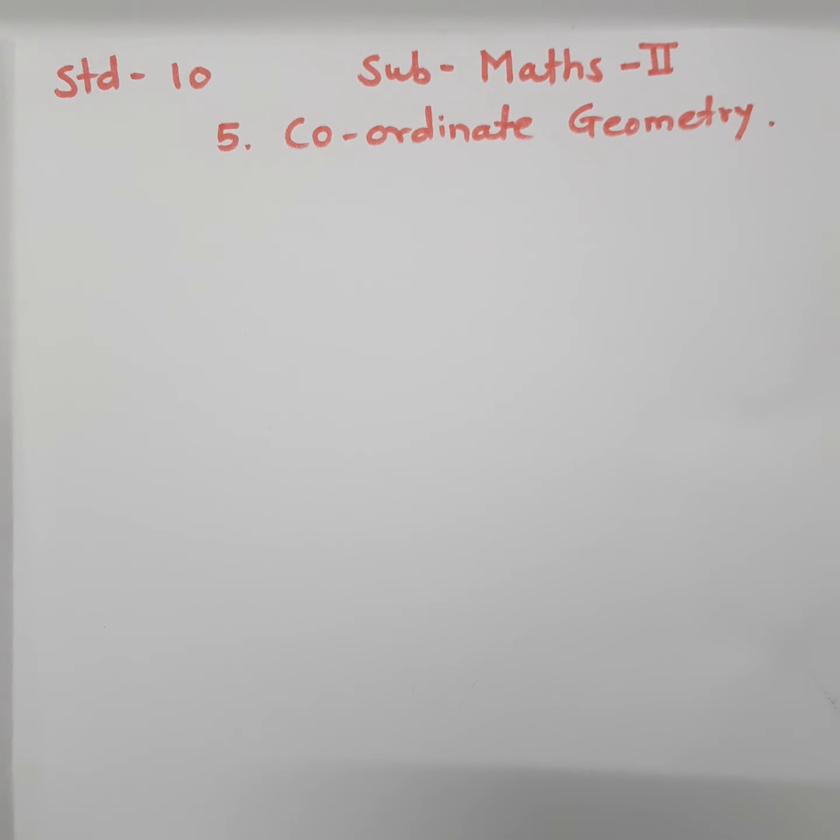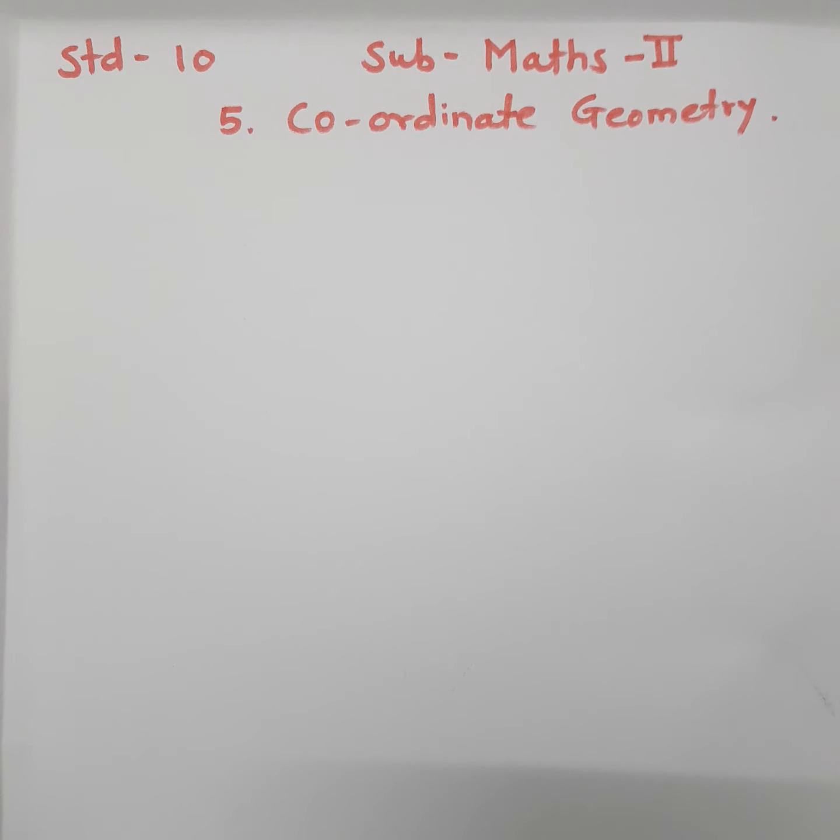Hello students, in the fifth chapter, Coordinate Geometry, of Mathematics 2, we have learned the distance formula and solved examples using the distance formula from practice sheet 5.1. Today we are going to see the derivation of the second formula from this chapter, that is the section formula. Then we will also solve examples on the section formula.